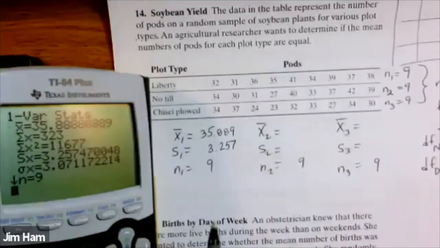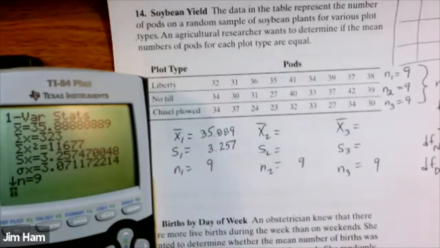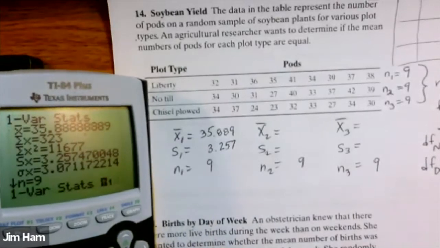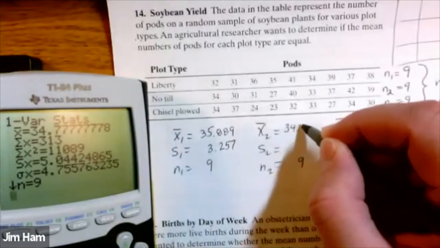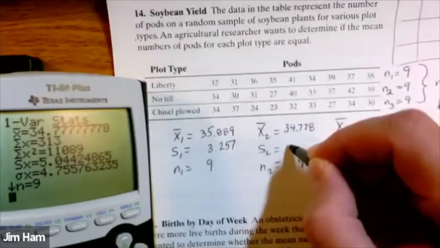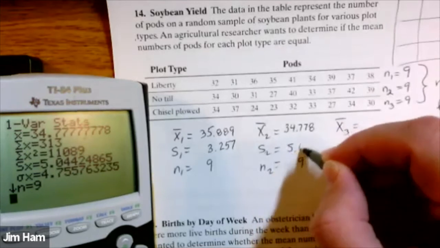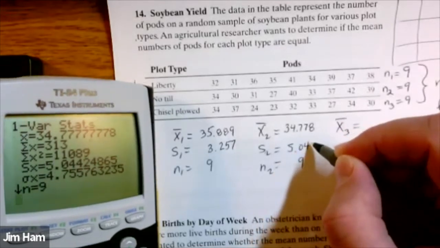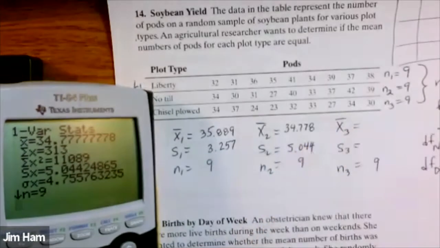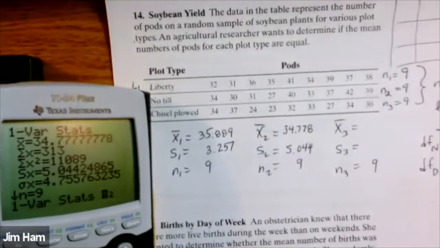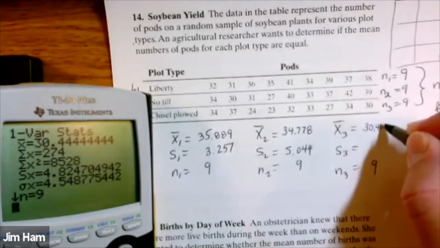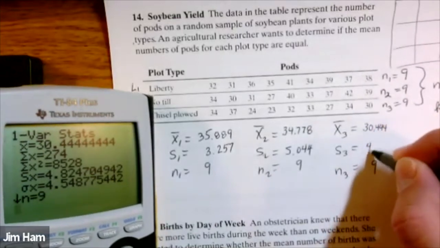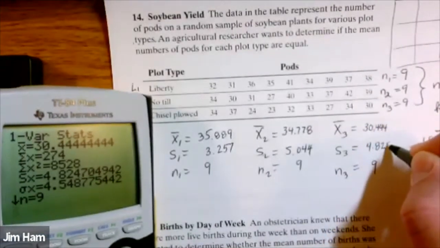Then we're going to run the same thing, but on L2: 34.778 and 5.044. And then do the same thing on the third group: 30.444 and 4.825.